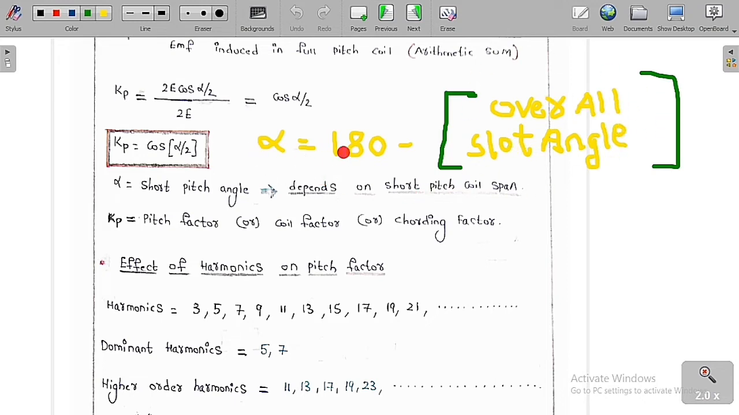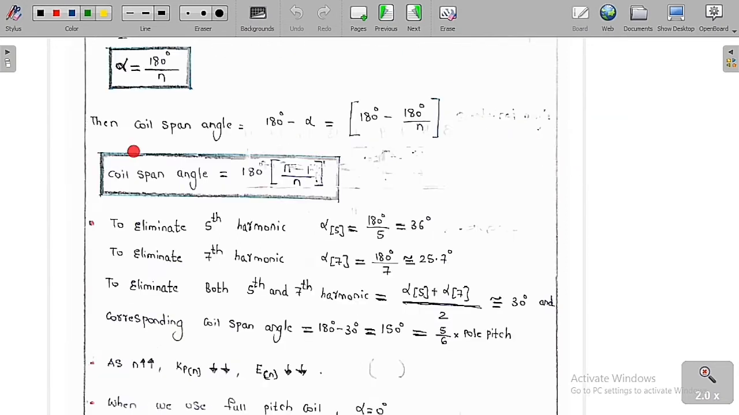So if alpha is equal to 180 minus coil span, then definitely coil span is also equal to 180 minus alpha. Alpha is called the short pitch angle, and coil span is the angle by which the slots are going to get connected. Therefore, if the short pitch angle is equal to 180 degree by n, the coil span angle is equal to 180 minus alpha, which is 180 degree into (n minus 1) by n.